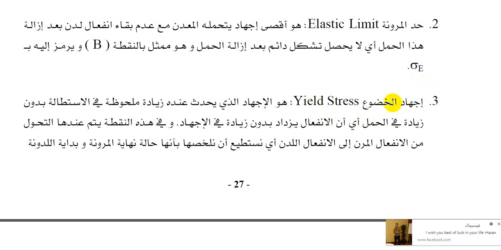Number 3 is the yield stress. It is the stress at which a noticeable increment of elongation occurs without any increase of loading, which means the strain increases without a corresponding increase in stress, as you can see here. At this point, the conversion from elastic strain to plastic strain is achieved. It is the end of elasticity and the beginning of plasticity at the same time.